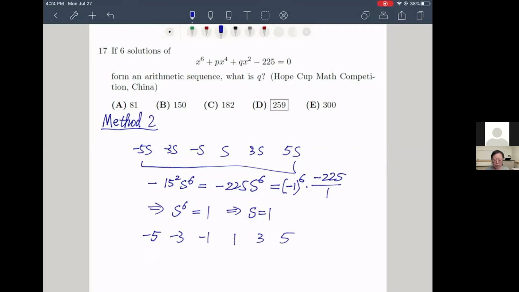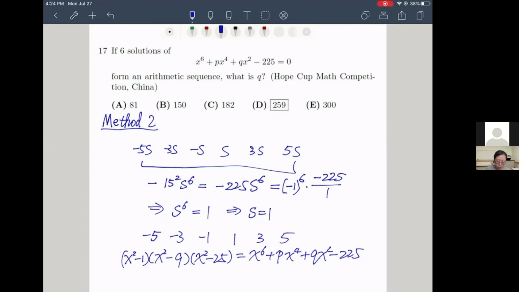Okay, and with this, we can rewrite the polynomial function as x squared minus 1 times x squared minus 9 times x squared minus 25. This equals x to the 6th plus p x to the 4th plus q x squared minus 225. So we need to find the coefficient of x squared.